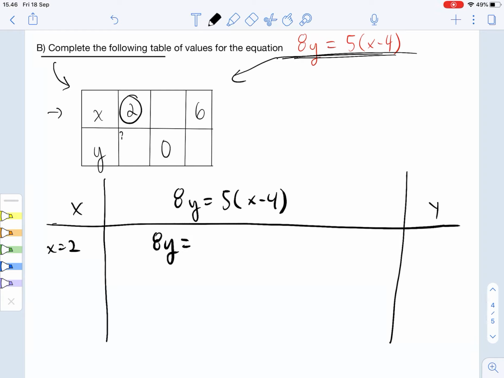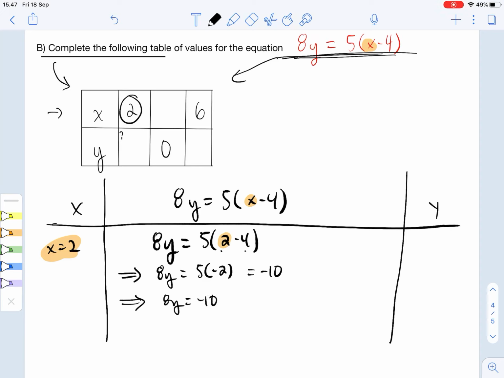All right, so I have 8y equal to 5 times 2 minus 4. Remember, folks, x equals 2. I'm plugging that into where x is in the equation. Okay, so we can simplify here. And I have 8y is equal to 5 times negative 2. 2 minus 4 is negative 2. And we know negative 2 times 5 is negative 10. So I have 8y equal to negative 10.